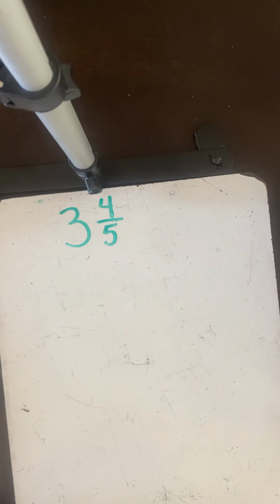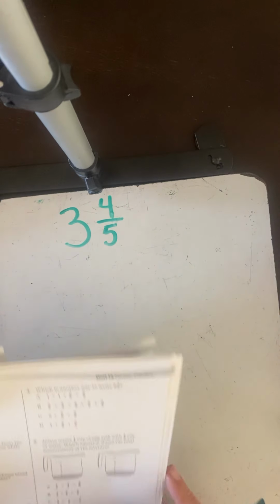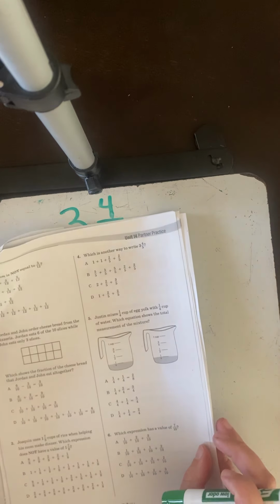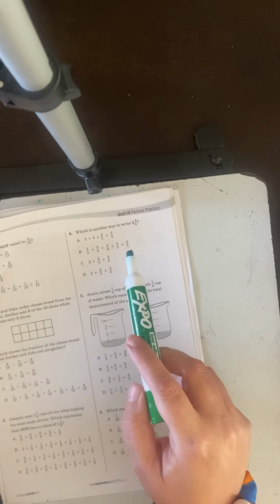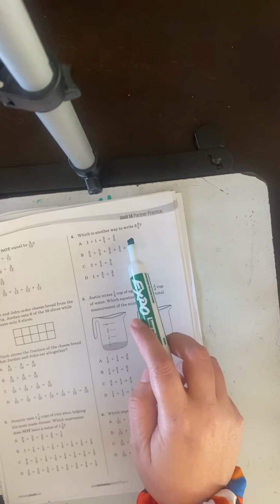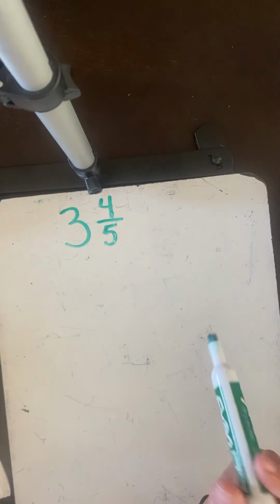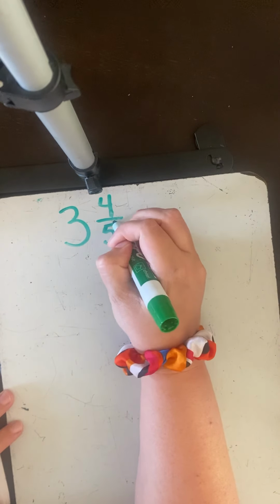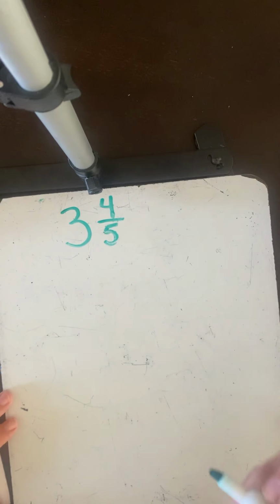Hey guys, we're going to go ahead and review question number 4 from page 107. Which is another way to write 3 4/5? So right before we went out of school, we were talking about fractions and mixed numbers.